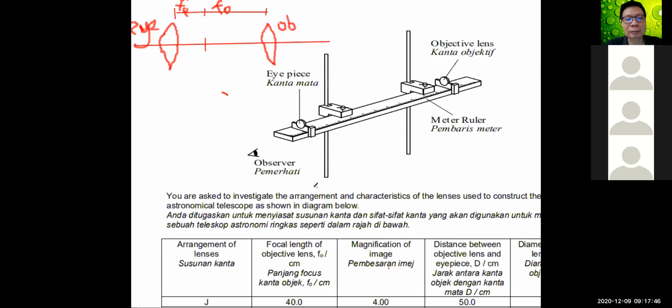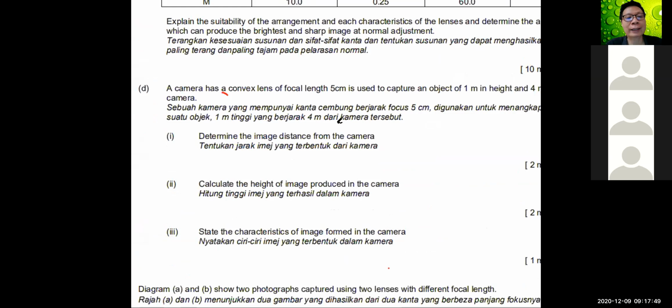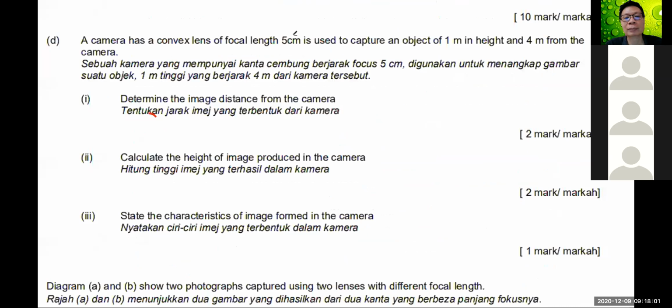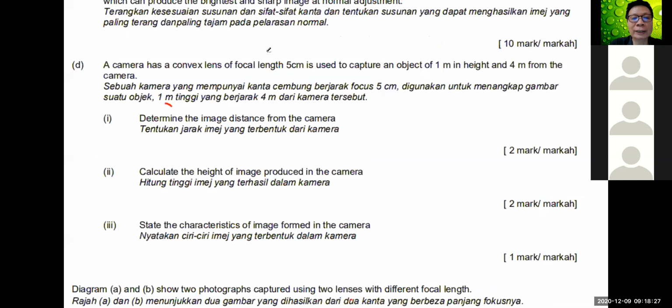All right, next question. This time we have done. The last part is camera. A camera has a convex lens, focal length 5 cm, used to capture an object of 1 meter height. This is the height of the object, 1 meter, and 4 meters from the camera. You write the information on top here. Focal length 5, so you write here F, focal length.